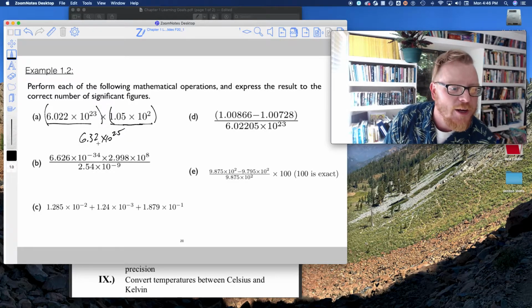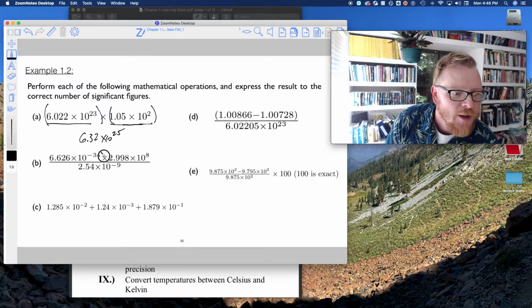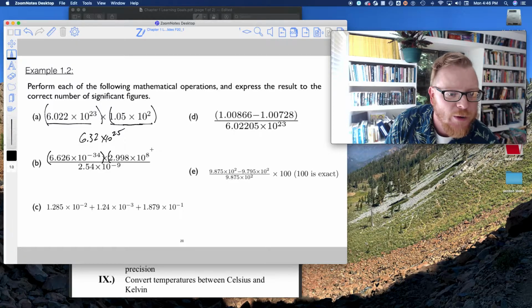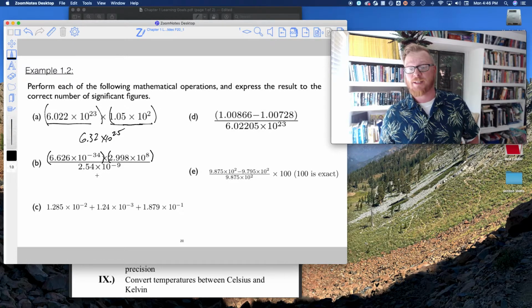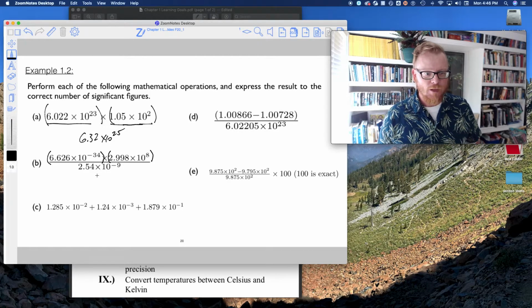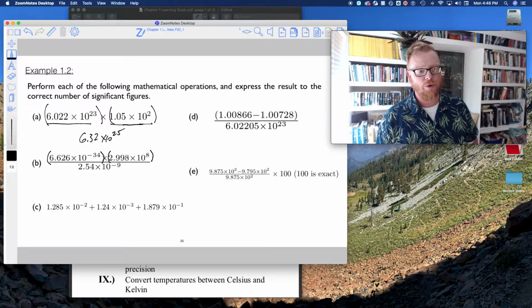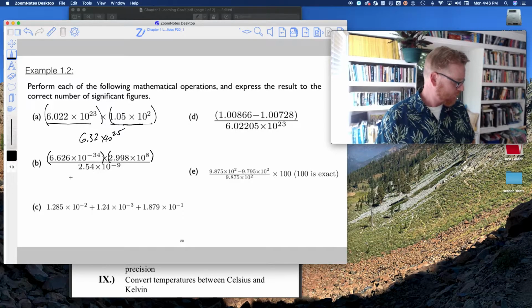Okay. So now let's do part B. And you can see part B here. Let me try to clarify that for you. That's 6.626 times 10 to the minus 34 times 2.998 times 10 to the 8, all divided by 2.54 times 10 to the minus 9. So we have 3 sig figs from this number, 4 sig figs from this number, and 4 sig figs from this number. So our final answer is only going to have 3 sig figs. And I'm just going to give you the answer here.